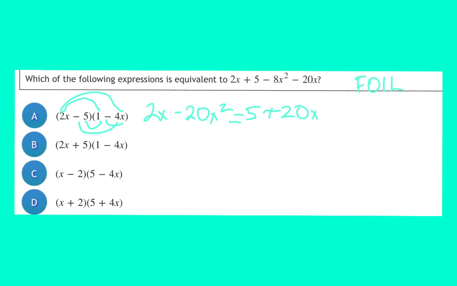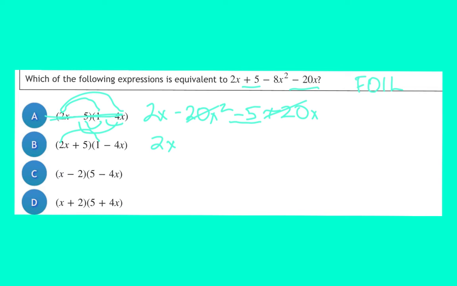And you can see we have a negative 5, we have a plus 5 there. We have a negative 20x and a plus 20x, which means it's going to cancel out. So this does not match. We're going to try the next one.